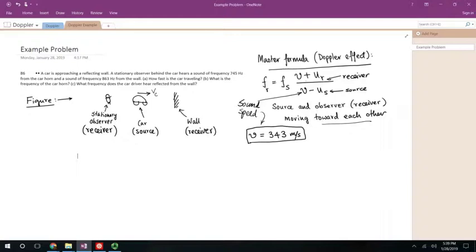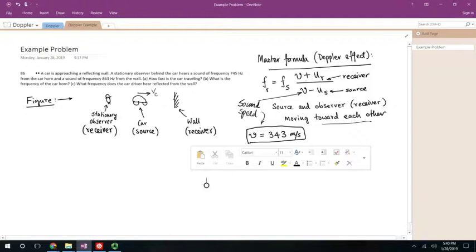Hi everyone. So here we will do an example problem on Doppler effect. I have particularly chosen problem number 86 from Tipler and Mosca's chapter 15 because this is a problem where we can show Doppler effect working in different situations. As you can see, this problem has three parts, A, B, and C, and in each part we will use a different setup to solve the problem.